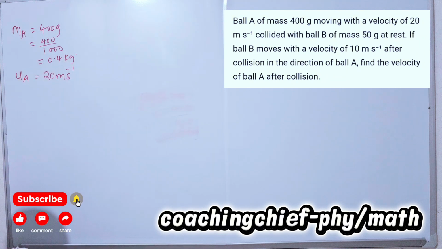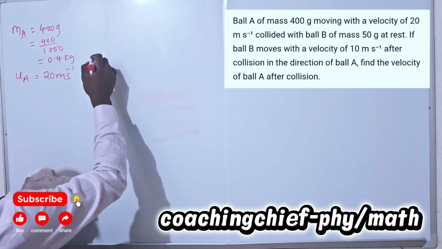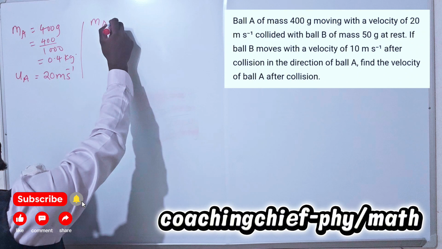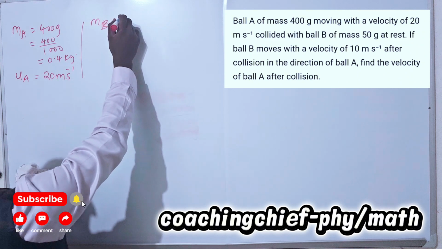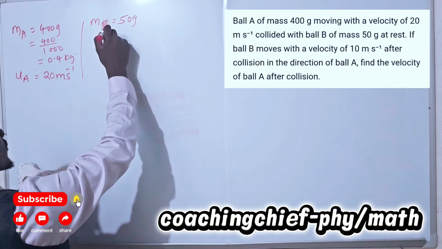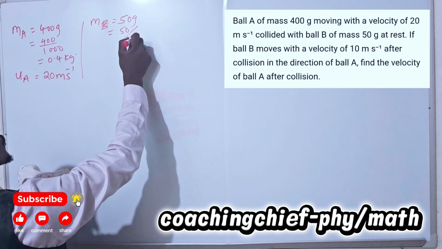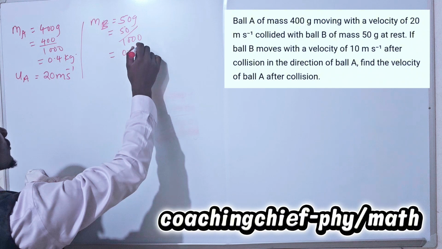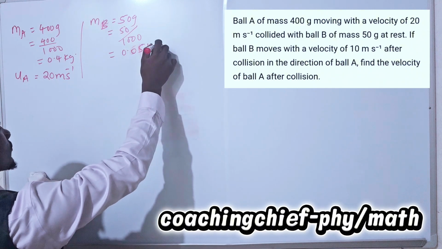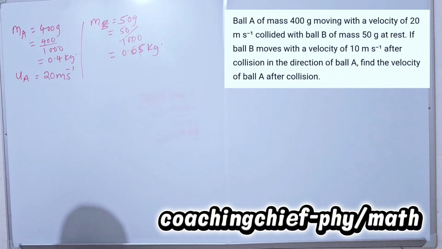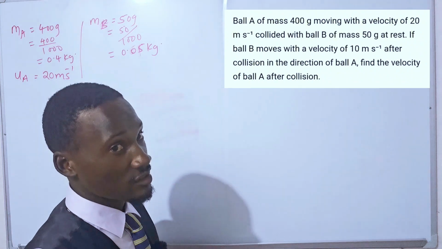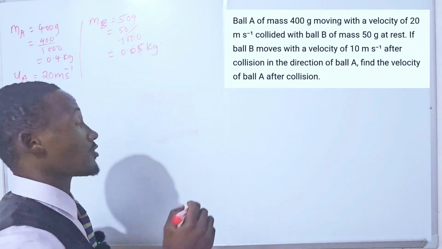It is colliding with ball B. It collides with ball B of mass 50 grams. We can also convert that into kilograms. Don't forget that these conversions are marks for conversions. They are telling us that body B is at rest. What does that imply? Its initial velocity is 0.